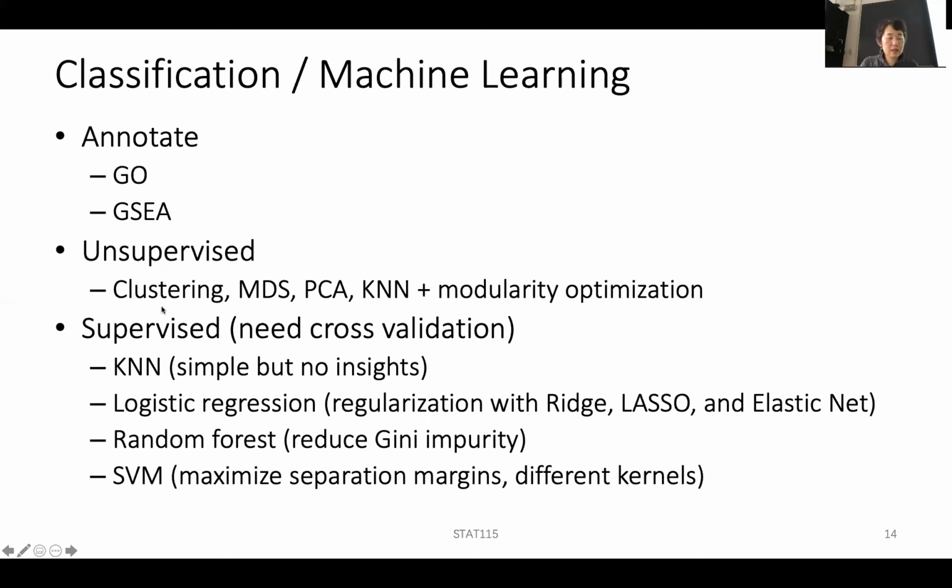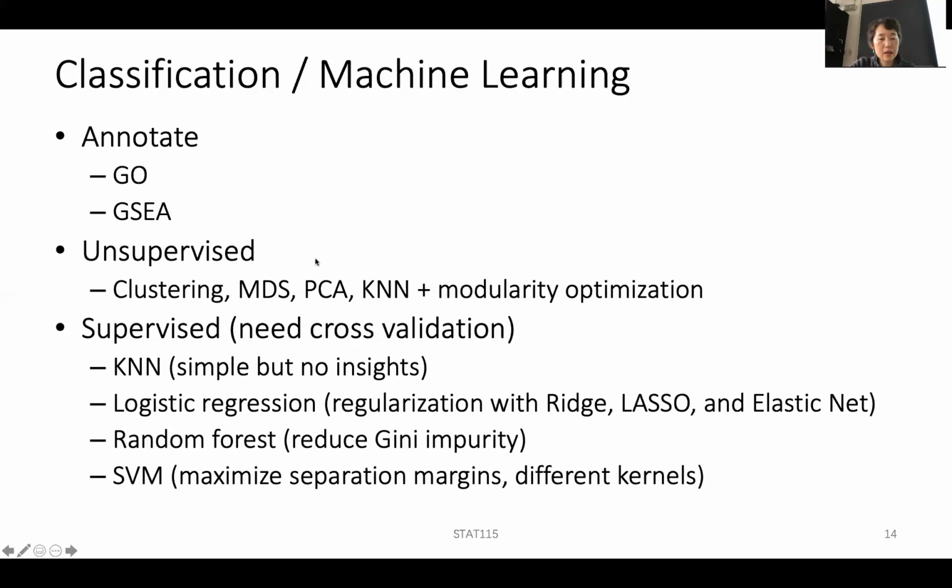And then for classification or machine learning, we very quickly discussed unsupervised learning. You can just cluster the samples. You can also do MDS, right? MDS is just based on the pairwise sample distance. You try to optimize that pairwise distance. And also PCA is to maximize the variance. And so, for example, if you use the correlation of the samples as the distance to do MDS, then PCA and MDS will actually give you the same result.